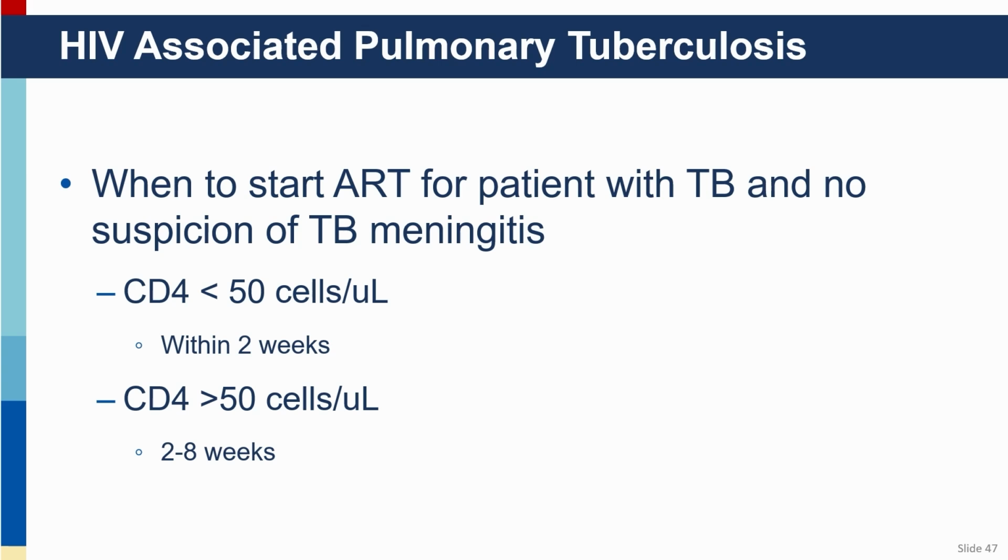Anybody else want to comment on less than 50, greater than 50? Do you use this in your clinic, or how do you decide when to start? Does anybody want to make a comment? Well, as part of trying to prevent other OIs from happening while you're waiting for them to recover, if the CD4 count's less than 50, I do try to get that antiretroviral therapy started within 2 weeks. And that's presumably a lot of the reason to start, so you don't wind up with a second problem.